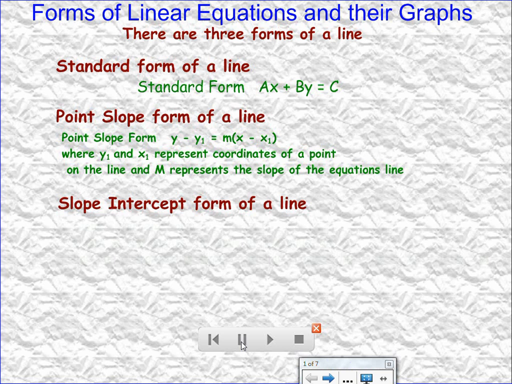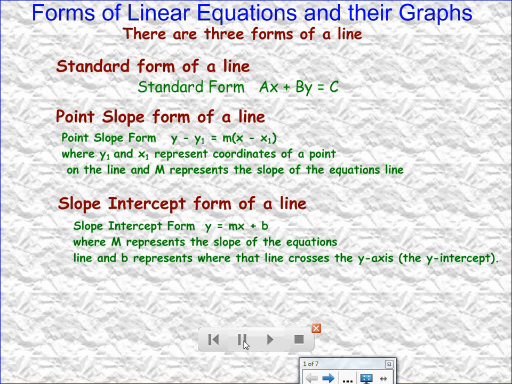They will in fact call this slope-intercept form the standard form of a line. And it has the following format. y equals mx plus b, where y and x are coordinates of a point that's on the line. m is the slope of the line, and b represents the y-intercept, or where the line actually crosses the y-axis.